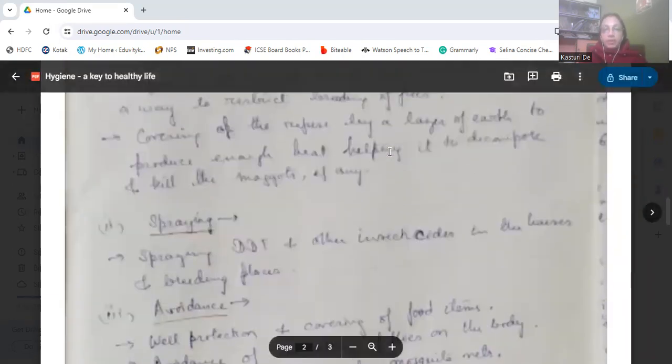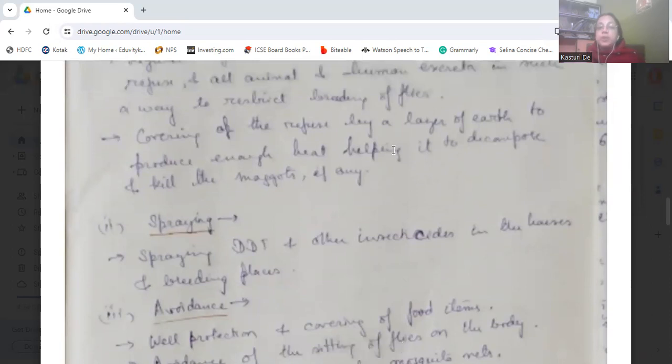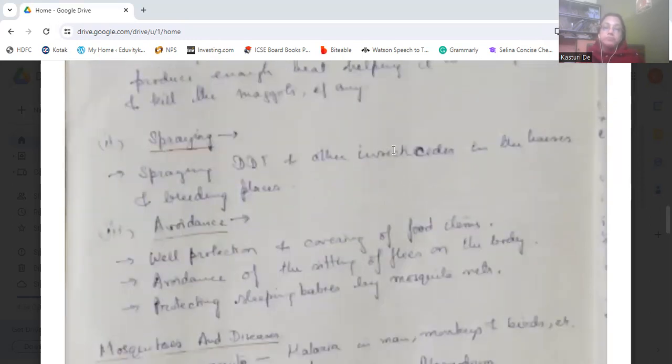Then spraying. Another way is spraying of DDT and other insecticides in the houses and even in the breeding places. Some bleaching powder you can also spread so that the flies cannot start breeding. Then avoidance. What should we avoid? Well, protection and covering of the food items. The food items should be kept well covered and protected. We should not keep them open.